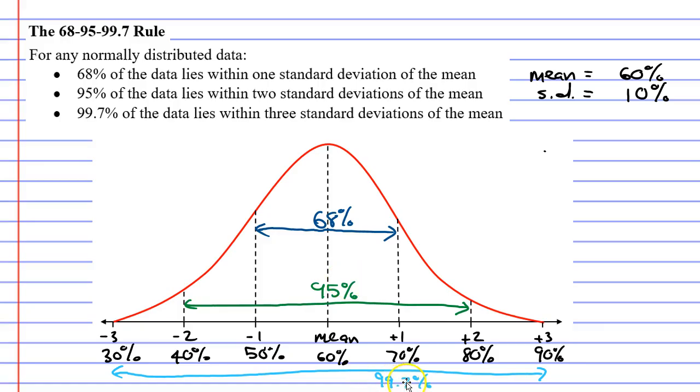That 0.3% might represent a student that got more than 90%, or it might represent a student that got less than 30%. Anyway, that concludes our video introducing the 68, 95, 99.7 rule.